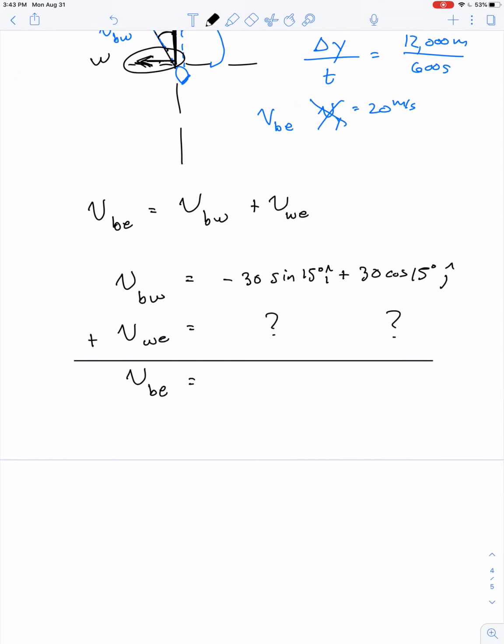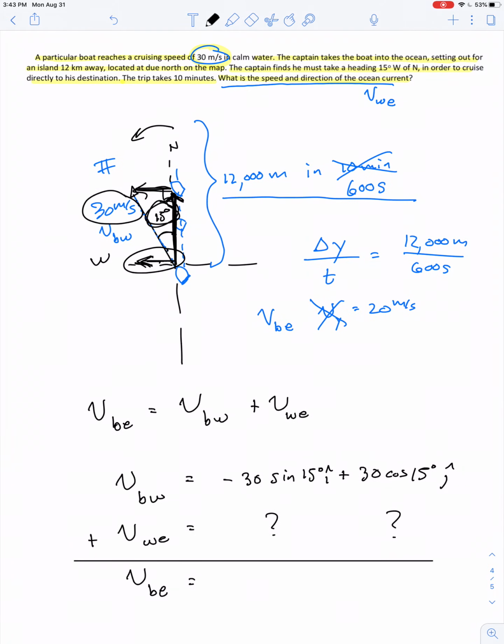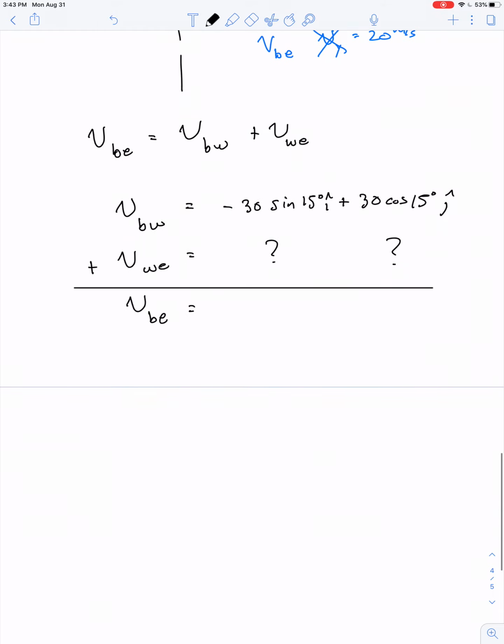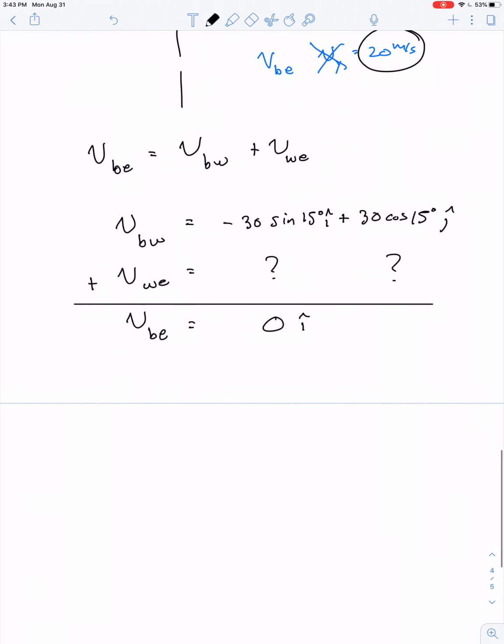But we know the velocity of the boat with respect to the Earth, right? Overall, it doesn't have any component of motion along the east-west axis, so this has to come out to 0 i hat. And then it only has motion along the y-axis, so that it travels 12,000 meters in 600 seconds, so it has a velocity of 20 meters per second.